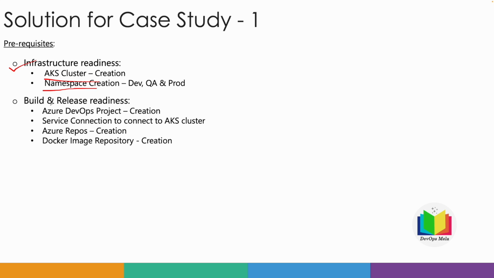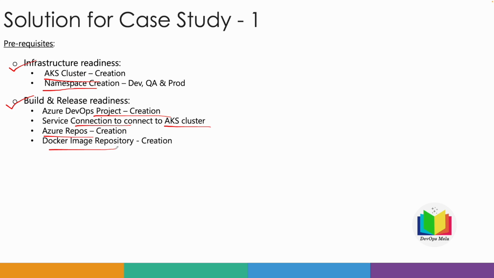That is all about infrastructure. Coming to the pipeline, we'll have the project created first in Azure DevOps. We'll have the service connection created to connect to the AKS cluster. We'll create a repository and we'll have a Docker image repository created. It's not mentioned whether to use ACR, that's Azure Container Registry, or Docker Hub. It's not mentioned over here, so I'll stick with Docker Hub, wherein I'll be pushing my image.